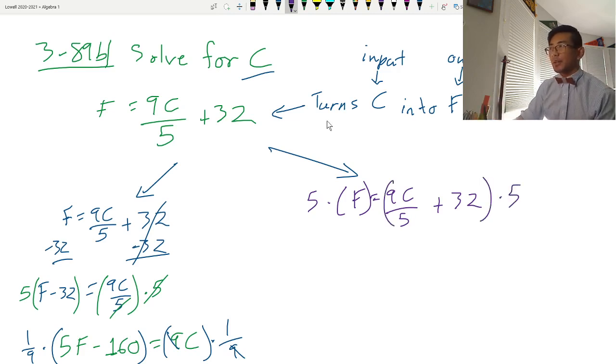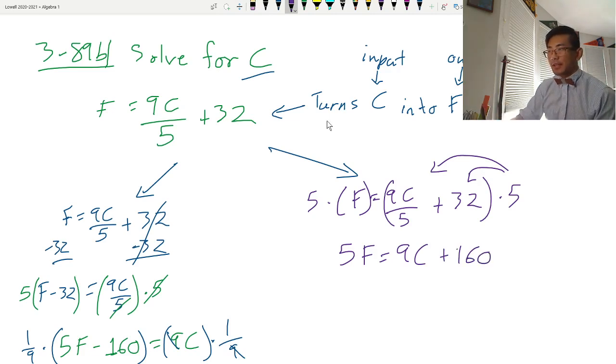What's going to happen here? Well, on the left side, we'll get 5f. And make that a little neater for you. 5f. On the right side, now we could distribute that 5. And we can see, well, let's see, it'll be times 5 divided by 5. So that gets rid of that 5 in the denominator, leaving us with 9c plus 160. And now you can see it's looking very similar to the other equation.